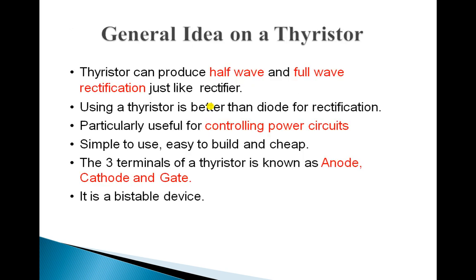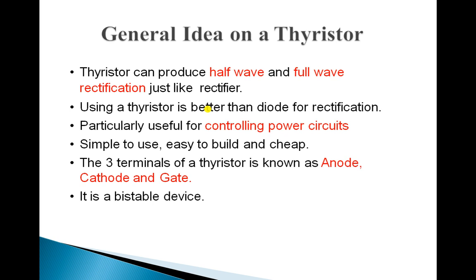Now what is the general idea of thyristor? Thyristor can produce half wave and full wave rectification just like a rectifier. As we all know, we have studied half wave, full wave, and bridge rectifiers, which are used for the conversion of AC into DC, but in 3 different modes: half wave, full wave, and bridge wave. We have studied these with respect to diode. We have used the diode in the circuit. Now what was the disadvantage in that?